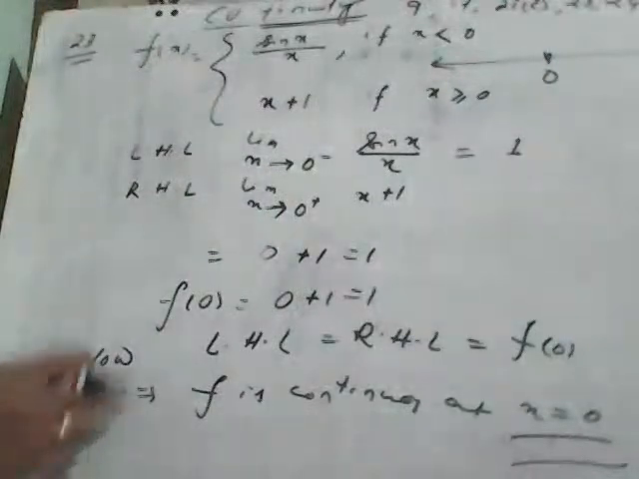Suppose this is your number line. Here is the point 0. At 0, we have proved the function is continuous. From 0 to plus infinity, including 0, f(x) equals x plus 1. x plus 1 is a polynomial function, and a polynomial function is continuous everywhere. For every real value of x, it is continuous.